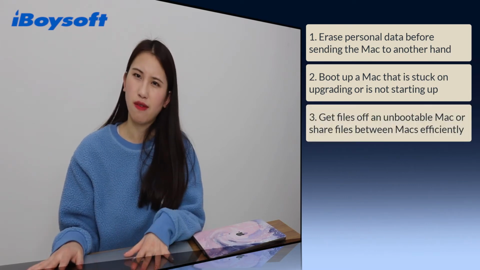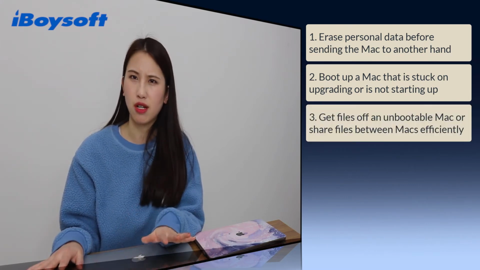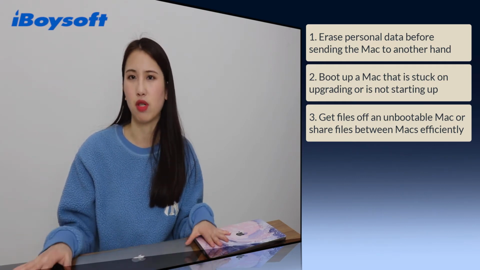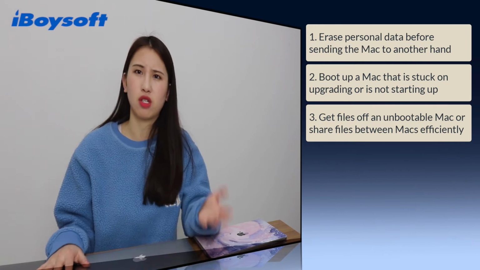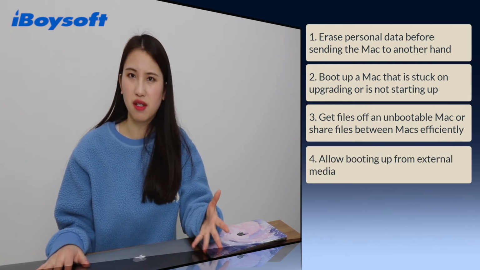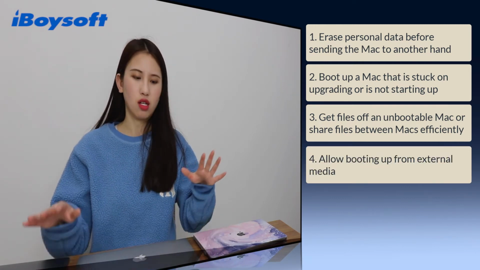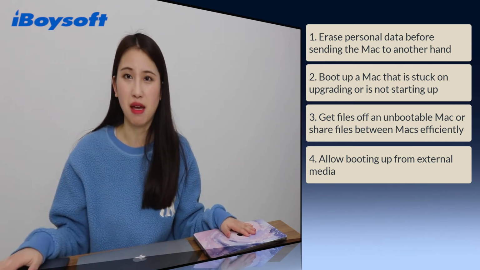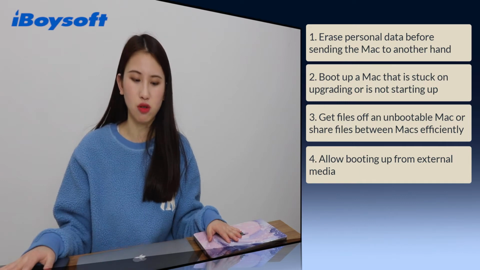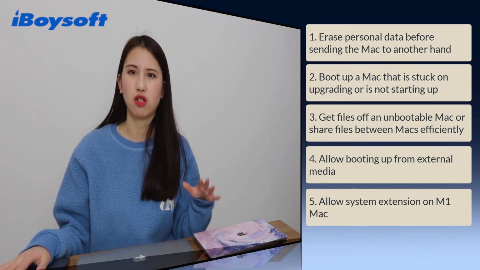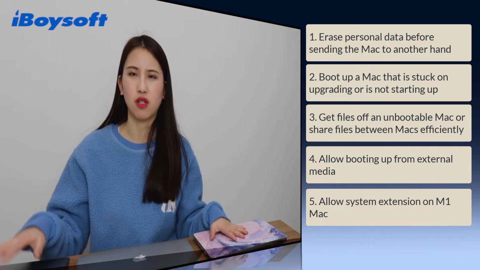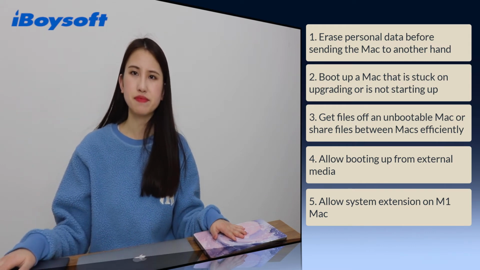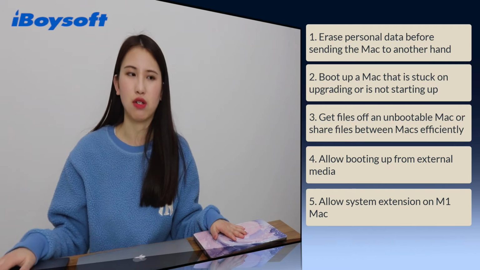Also, you can use target disk mode or share disk in macOS recovery to get files off an unbootable Mac. If you want to change the startup disk settings to allow your Mac to boot from external media on a T2 security Mac and on an M1 Mac, you need macOS recovery too. In addition, if you want to enable system extensions on an M1 Mac, you will need to boot your computer into macOS recovery again for this kind of operation.